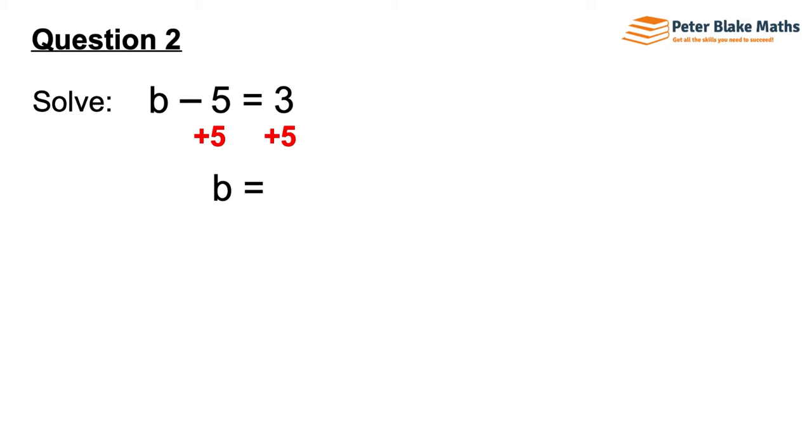On the right hand side, we just calculate the result. 3 plus 5 equals 8. Final answer, b equals 8.